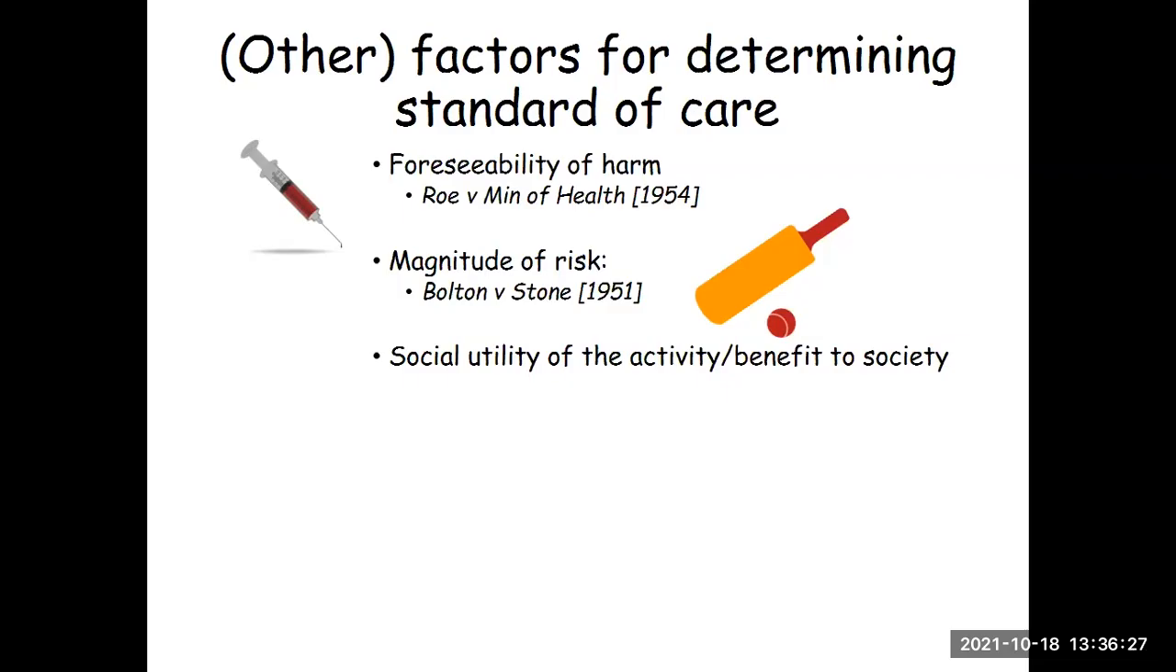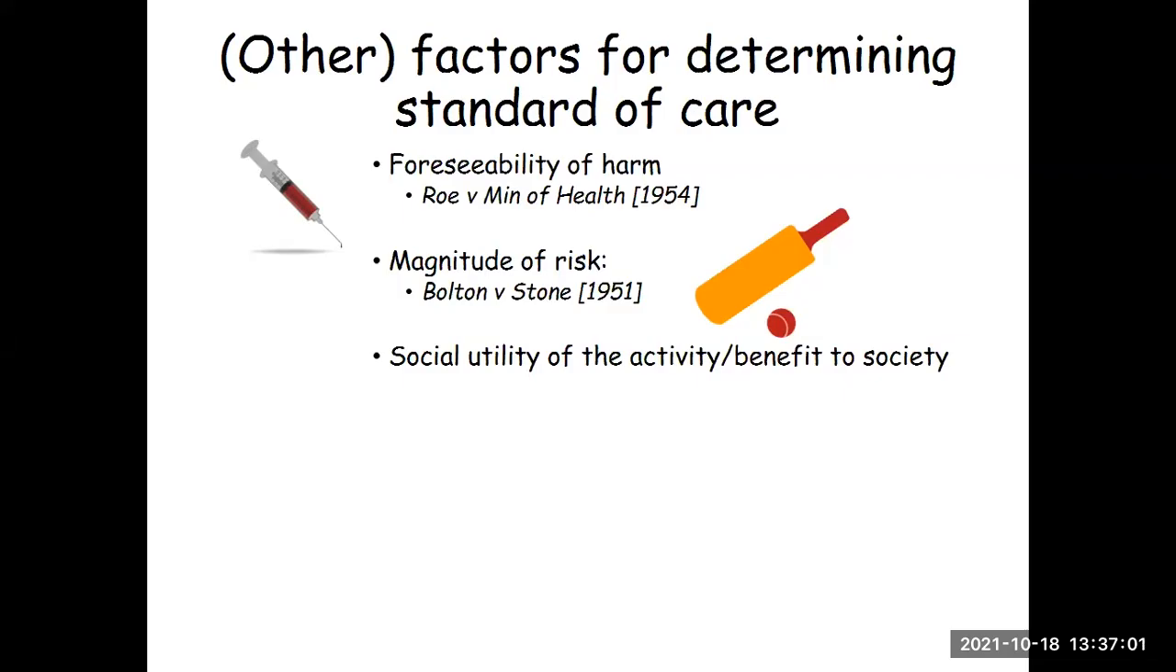But let's say that this is something that happens very often. Let's say the cricket pitch is in the middle of a little village and it happens almost on a weekly basis that somebody gets hit by a cricket ball. Then the magnitude of the risk is higher, then the chances are higher. So the court would then say, if you know that it very often happens that you hit a ball out of the cricket field, then you'd need to take more precautions. Then the reasonable person would be expected to be more cautious.